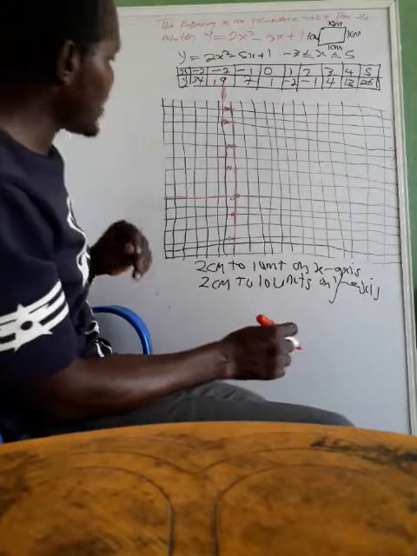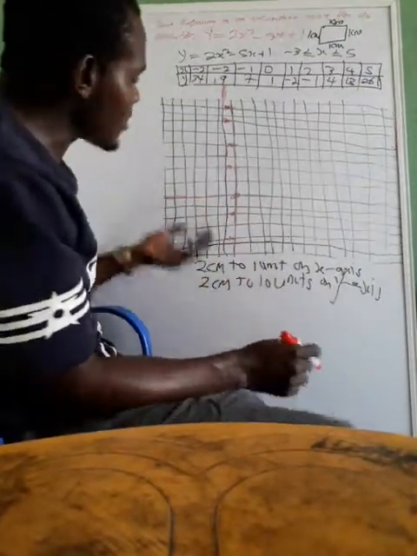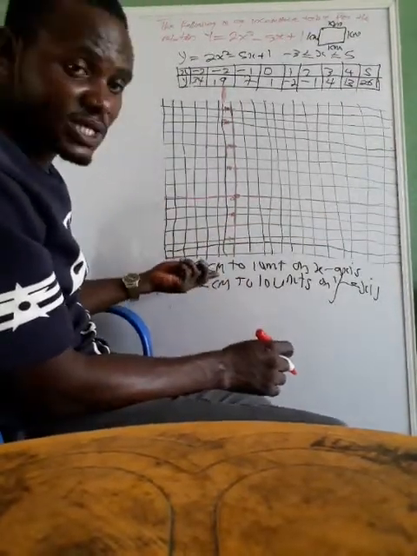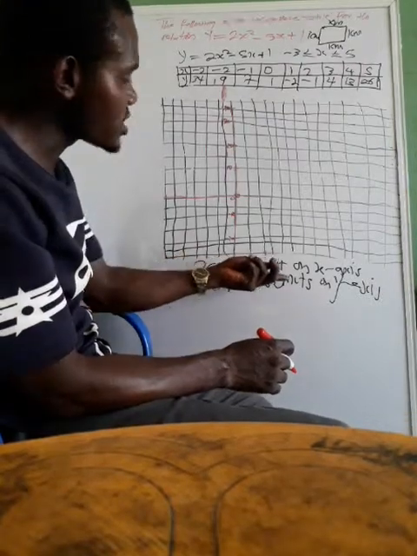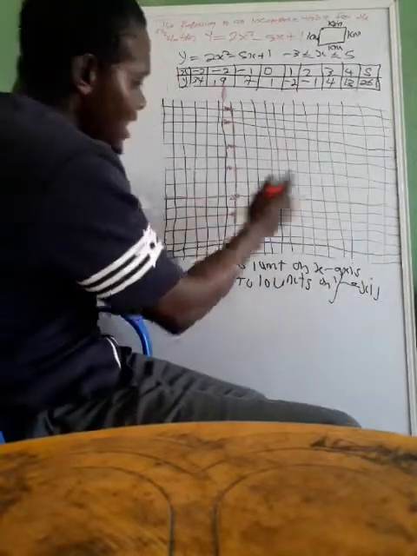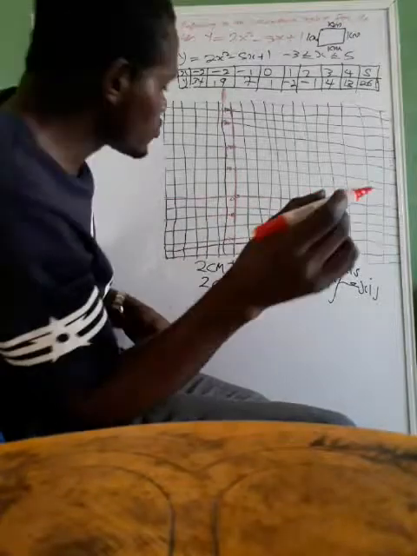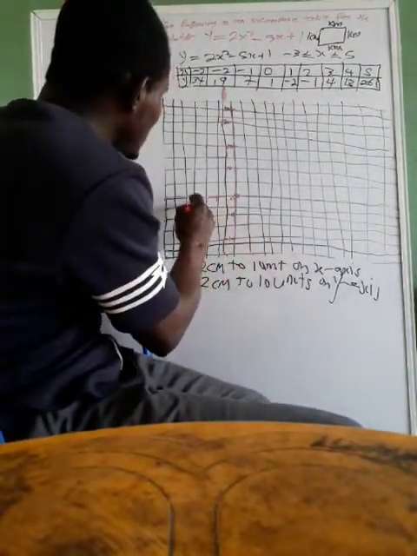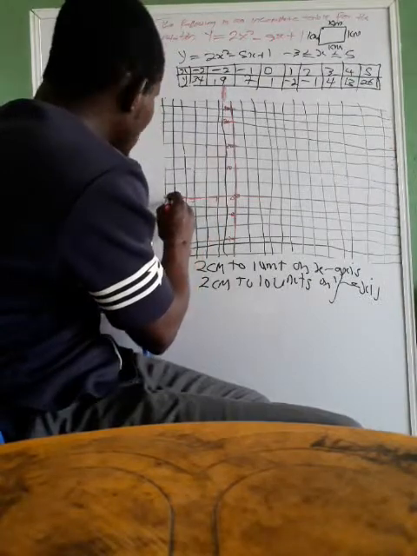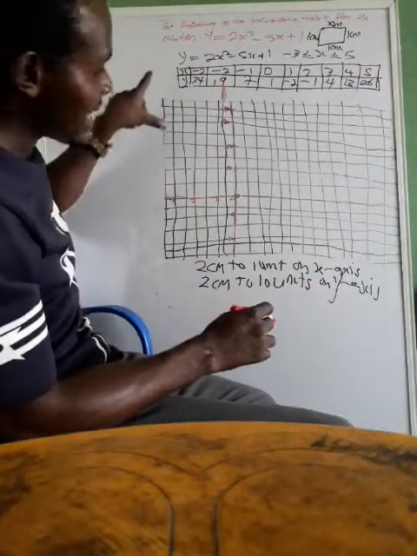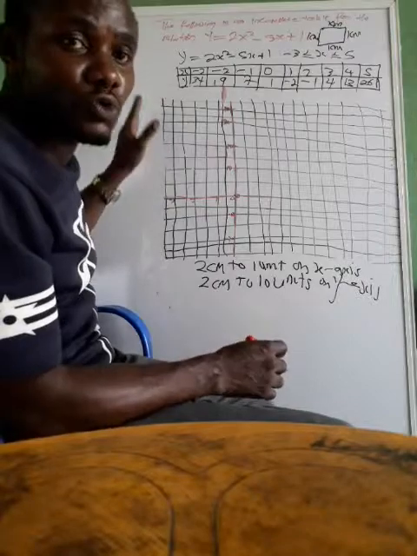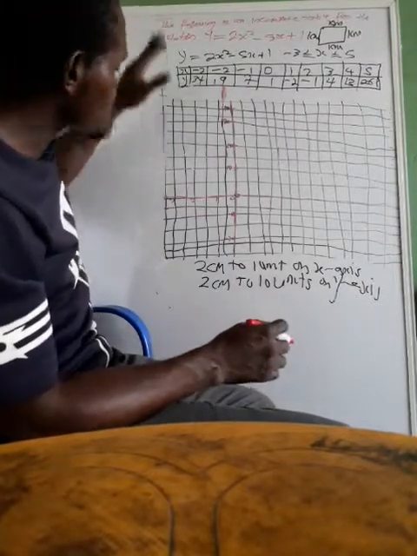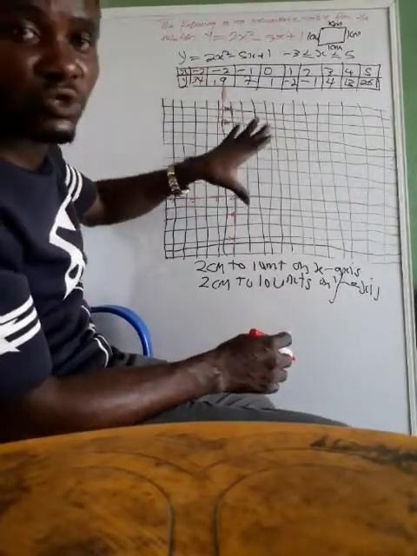Okay, good. Now, for y, we've said 2 centimeters to 1 unit on the graph. From here to here, I told you to the left is negative. Don't forget, from here to here is minus 1, from here to here is minus 2, from here to here is minus 3. You see that it's not on the line, because I don't want anything that they will use in deducting my mark. So I'm going to make sure that everything falls within the graph.